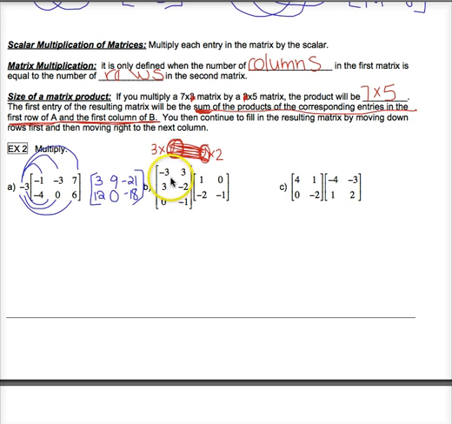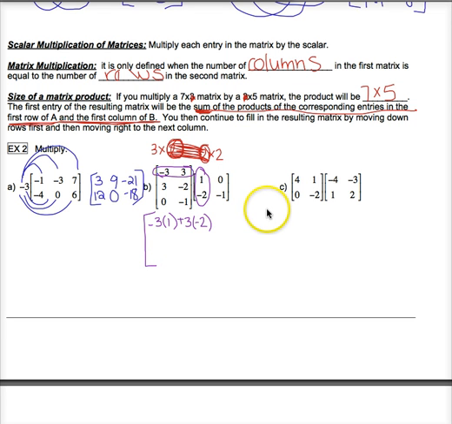Should help us out. So I'm going to take first row of matrix A times first column of matrix B. And I'm going to add together the products of those. So here's what that looks like. I take negative 3 times positive 1, and I add that to positive 3 times negative 2. So that's my work for my top entry.